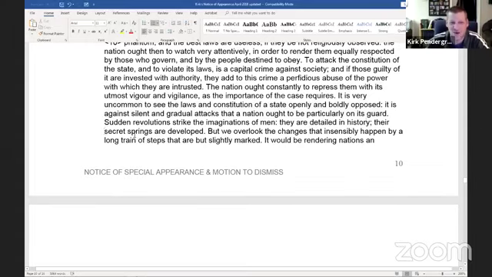Their secret springs are developed, tyrants. But we overlook the changes that insensibly happen by a long train of steps that are but slightly marked. Like, well, let's ban bump stocks. Let's ban certain weapons. Let's ban a certain amount of rounds that you can have in a clip. That's exactly what we're talking about right there.